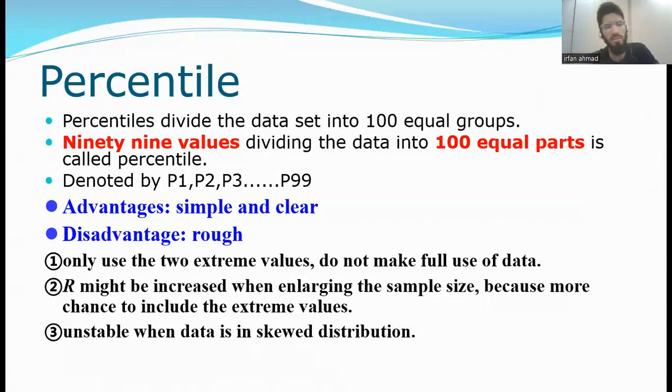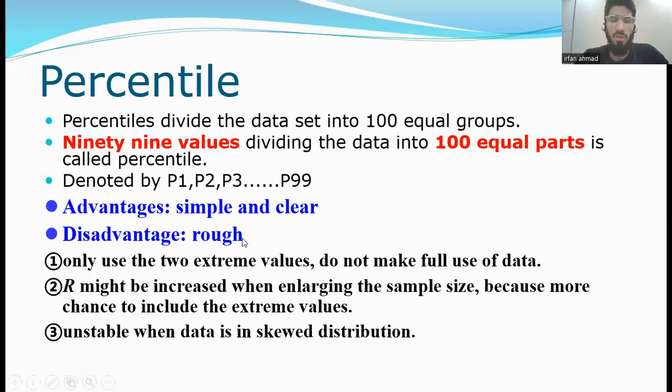Now, percentile, which I talked about earlier, divides the data into 100 equal parts: the 25th percentile, 50th percentile and 75th percentile. We also have the 1st percentile, for example, denoted by P1. The 99 values that divide the data into 100 equal parts are called percentiles. The advantage of percentile is that it is very simple and clear. We just divide the data into 100 equal parts.